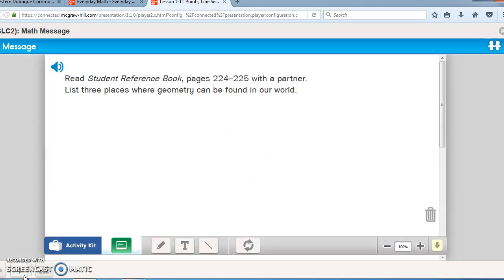Read student reference book pages 224 and 225 with me. And then I want you to list 3 places where geometry can be found in our world. So you need to pause the tape now and go get a student reference book page so that you can follow along with me as I read. Pause it now and go grab it. Hopefully you're back and you're on page 224.